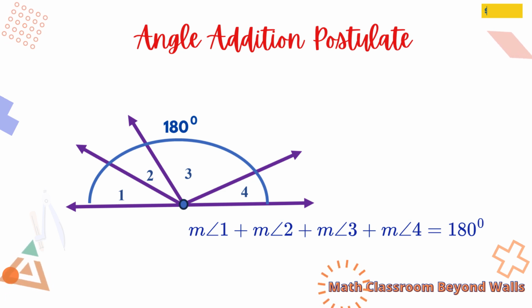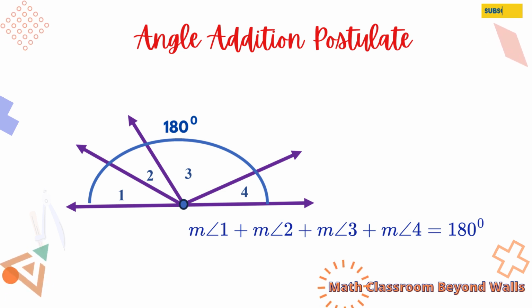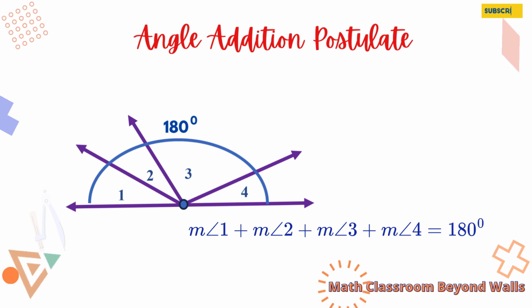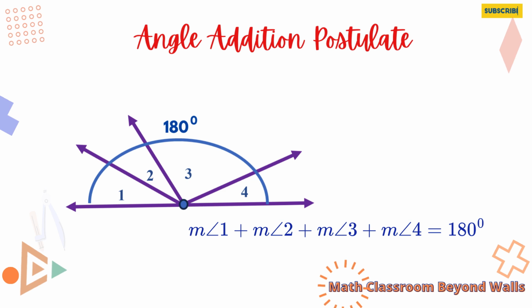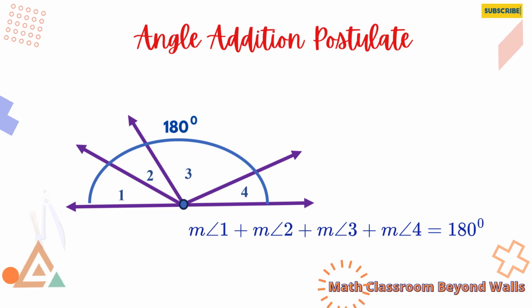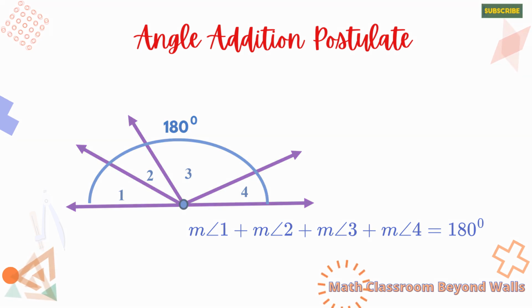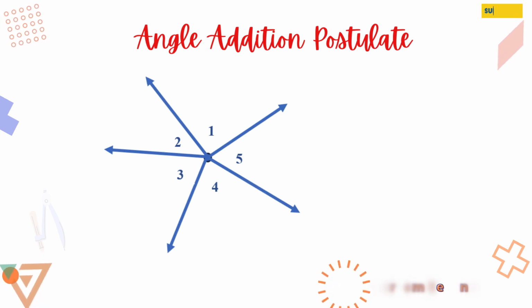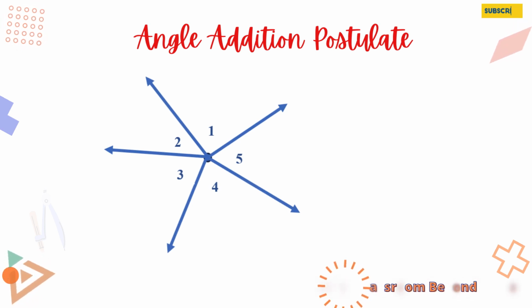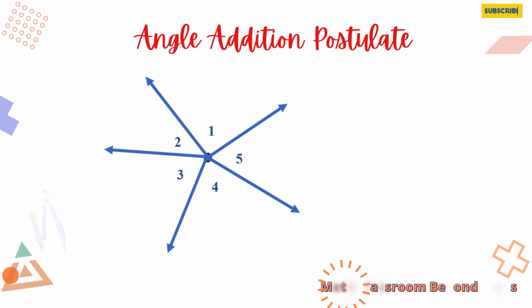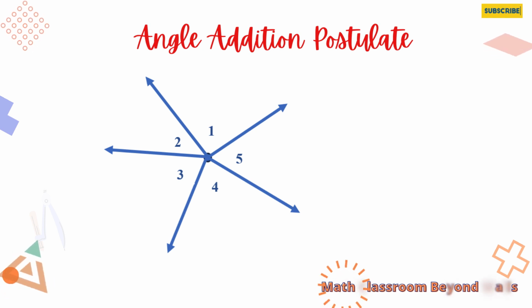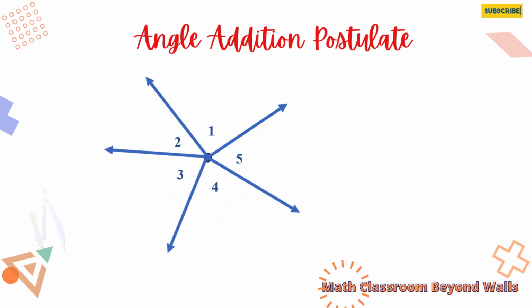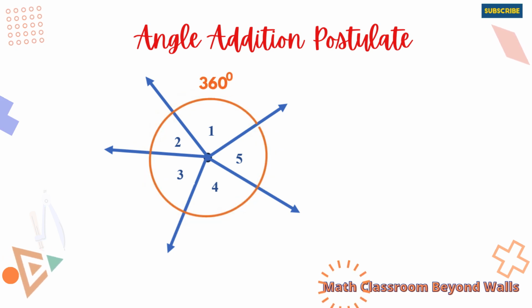So, if the measure of one of the smaller angles is unknown, the angle addition postulate, which states that the sum of the parts is equal to the whole, is definitely applicable. Another thing, if two or more adjacent angles surround a point without overlap as shown, the measure of the large angle, which is the whole, is 360 degrees.